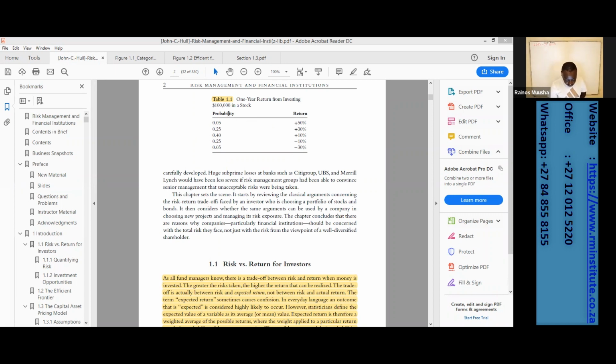And please take note, your probabilities should always add up to 1. If the information you have is correct, your probabilities should always add up to 1. So let's see how we would get the expected return of this stock if you are given the returns and the corresponding probabilities. Let's see how we'll be able to calculate the expected return in this case.